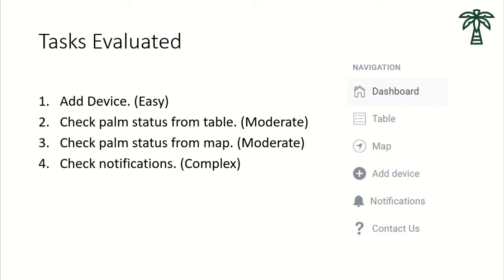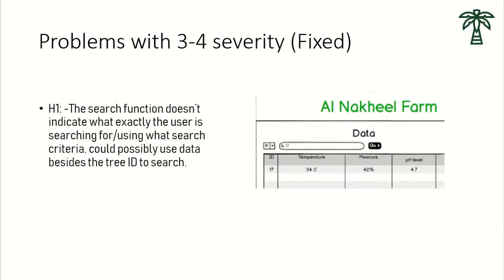Now, for the heuristic evaluation, we evaluated four tasks. The first task is add device, which is easy. The second one is check palm status from table, which is medium. The third one is check palm's status from map, which is also medium. The fourth one is check notifications, and it is a complex task.